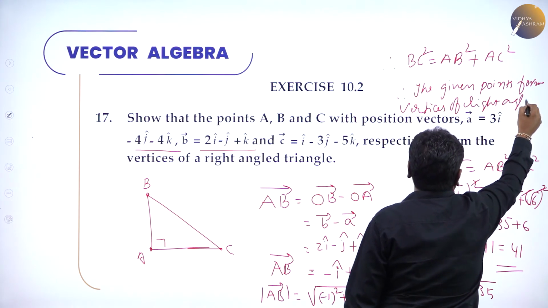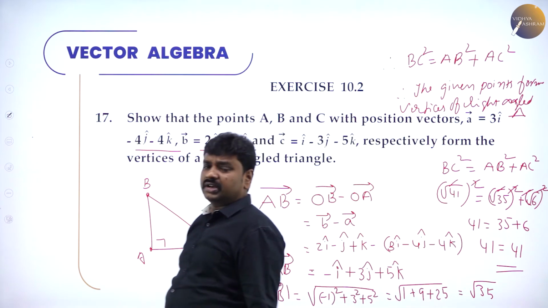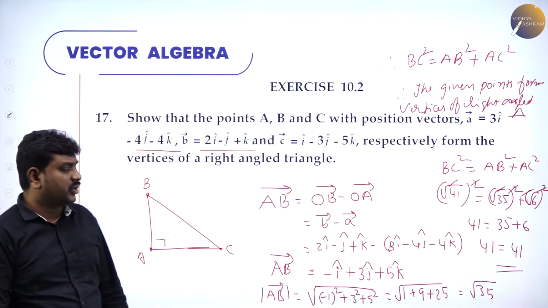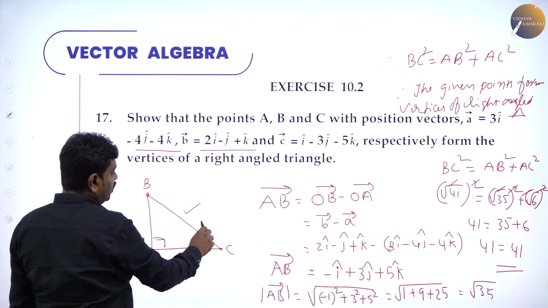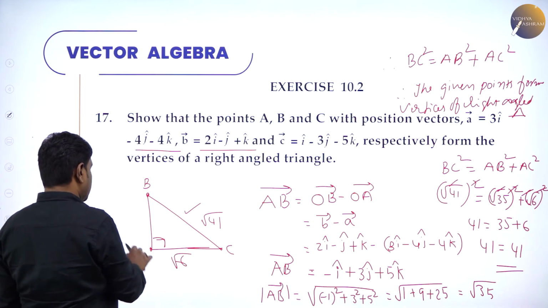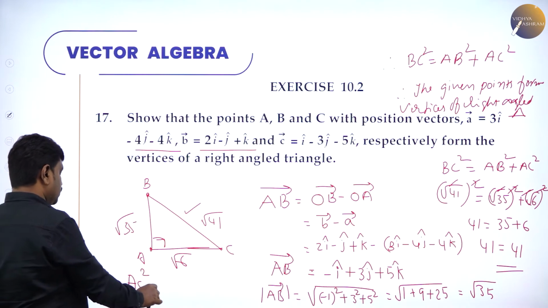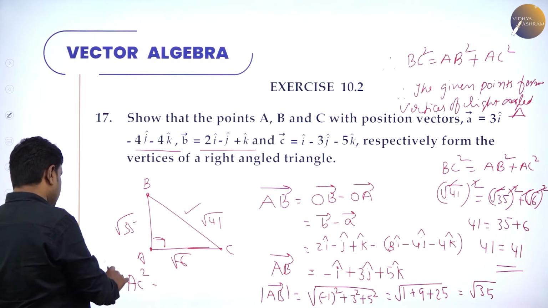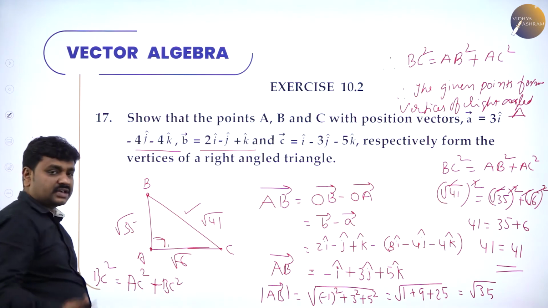Right angled triangle. Do all of you know what is meant by a right angled triangle? It should obey Pythagoras theorem. One of the vertices should be 90 degrees. Here, what is the BC length you got? Root 41. What is the AC length you got? Root 6. What is the AB length you got? Root 35. So BC square will be AC square plus AB square. Therefore, ABC forms a right angle triangle.